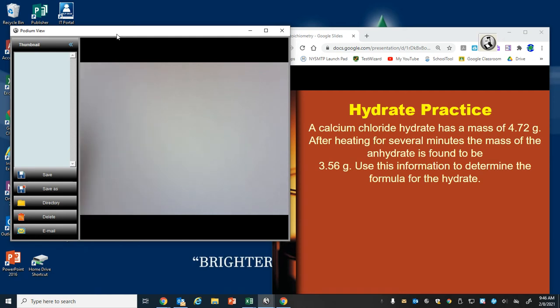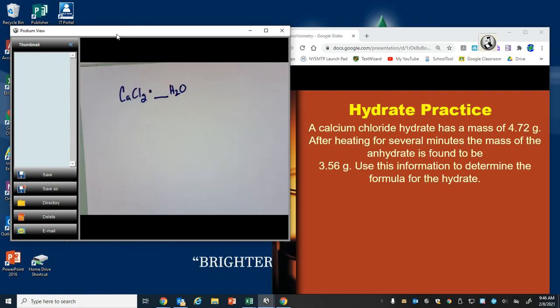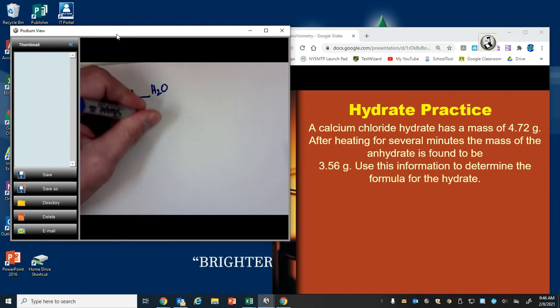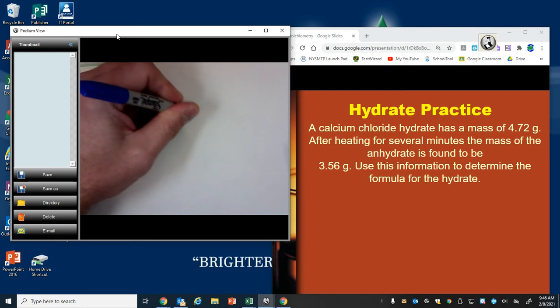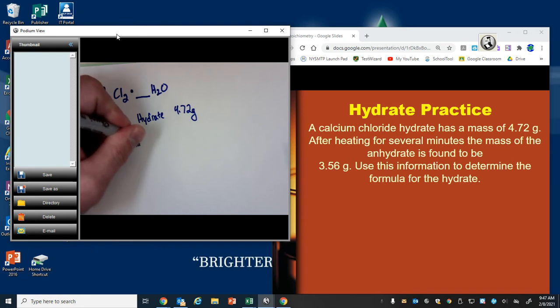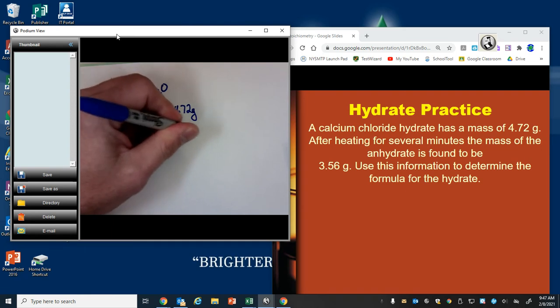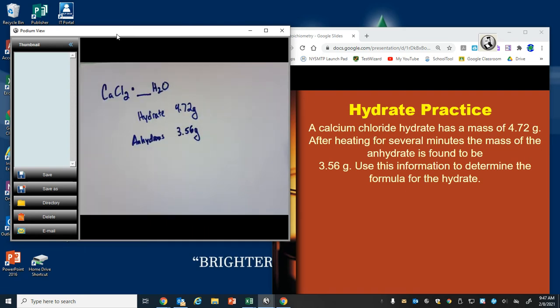Calcium chloride hydrate. So if crisscross jump, calcium chloride is going to have a formula of CaCl2. I'm not going to go into that right now. And we want to know what number of hydrate it is. So we want to know what would be on this line in front of this water. All right, so here they tell us the hydrate has a mass of 4.72 grams, and they tell us the anhydrous stuff is 3.56 grams. And that's literally all the information you need to determine it.